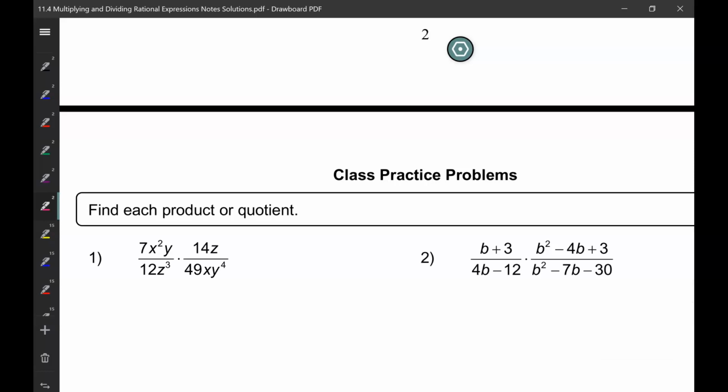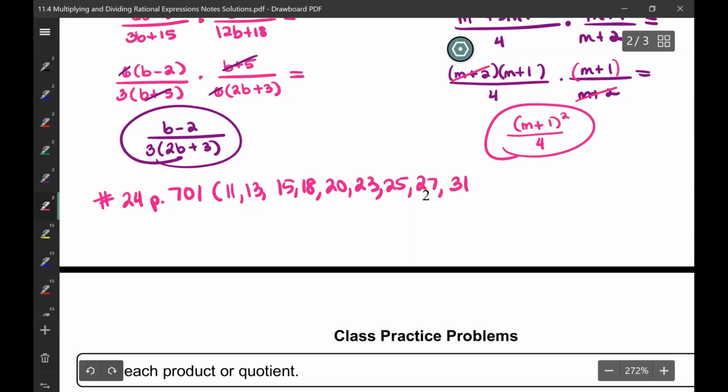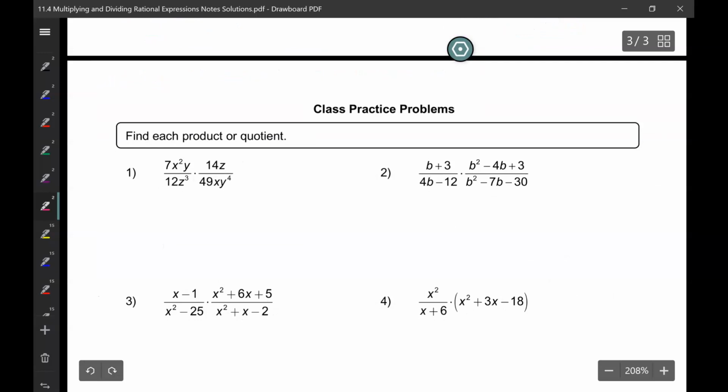Let me take a look at the homework. So that homework assignment is number 24, and it's going to be on page 701, and it's going to be 11, 13, 15, 18, 20, 23, 25, 27, 31, 32, and 61. Okay, so if you're good here, you can start the homework. Otherwise, you can follow along for more practice.